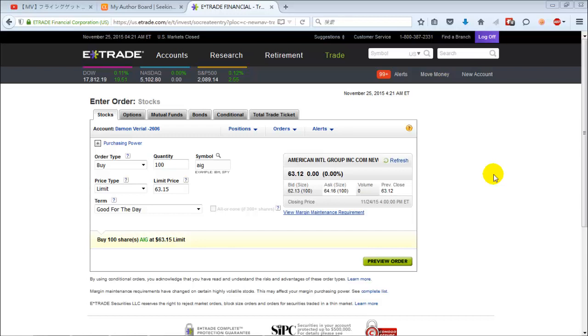Okay, what we're going to do now is look at how to short stock in E-Trade. If you know what shorting stock is, then just skip the next minute. But when you short stock, what you do is you borrow the stock and sell it immediately for an immediate gain. And then you buy the stock back later. Hopefully, the stock has fallen.